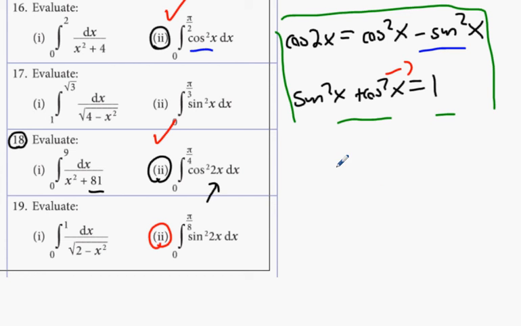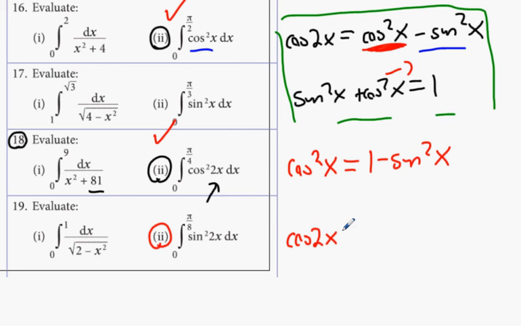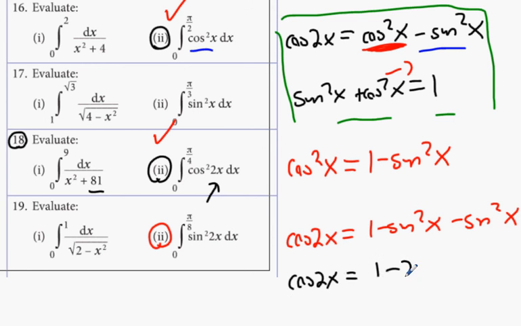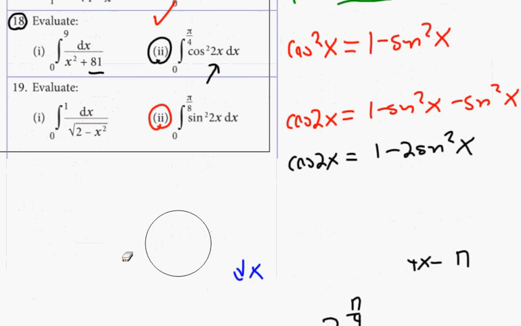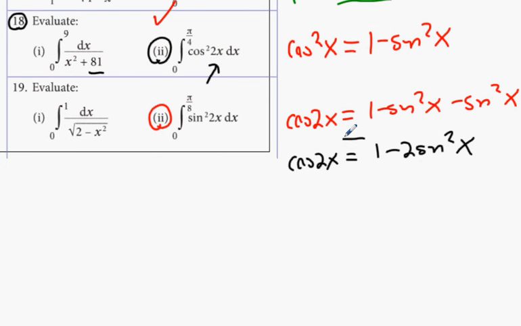Now, if I do this properly, I can say that cos squared x equals 1 minus sine squared x. Would you agree with that? Then I'm going to get rid of this cos squared x here. So I'm going to get cos 2x equals 1 minus sine squared x minus another sine squared x. And then cos 2x equals 1 minus 2 sine squared x. Going to bring the 1 over to the other side.